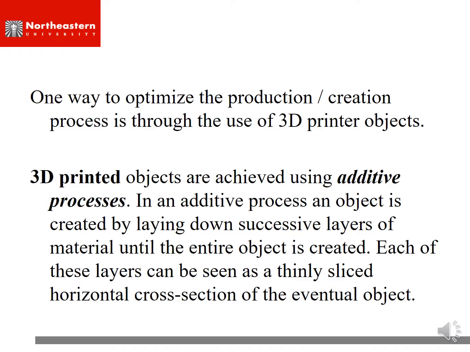One way to optimize the production of the creation process is through the use of 3D printing and 3D printer objects. 3D printing is a function that's accomplished by using additive processes, that we layer on elements of plastics or materials and build them up to create a product. You can look at it as thin slices of material stacked on top of each other to create an object. That's the basis of 3D printing.